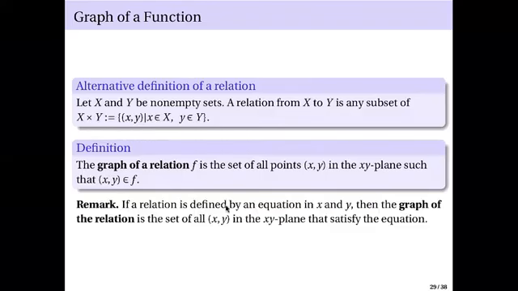If a relation is defined by an equation in x and y, the graph of the relation is the set of all x, y in the xy plane that satisfy the equation. So if we have an equation for the relation, all we need to do is to check the equation. We check all ordered pairs satisfying the equation. Okay?